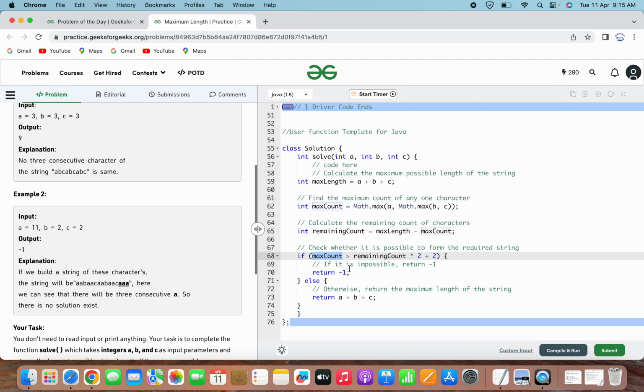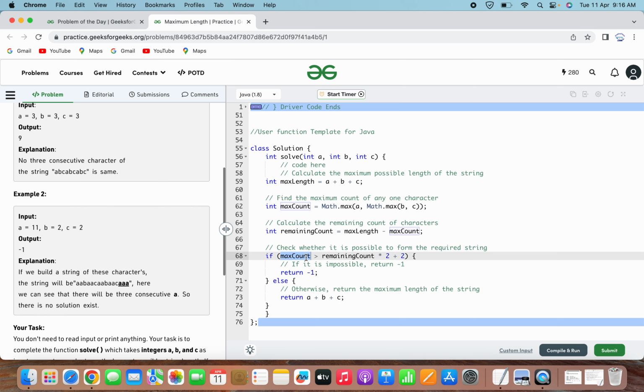If the condition is false, then the function returns the maximum length of the string, which is simply the sum of count of a plus b plus c. Overall, the solution is simple and efficient because it does not involve any actual string manipulation. Instead, it only performs basic arithmetic operations and a single math.max function call. This makes it faster and less memory intensive than solutions that involve creating and manipulating actual string objects. I hope this solution is clear.